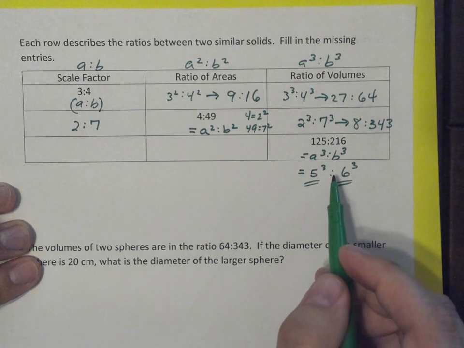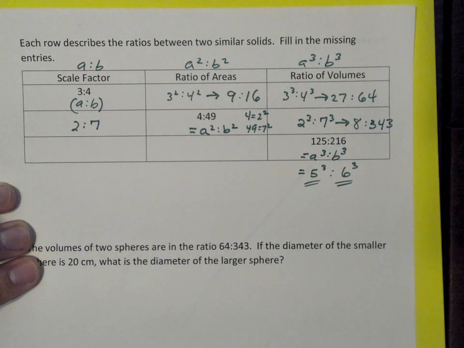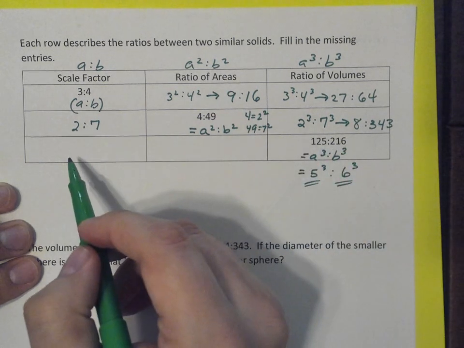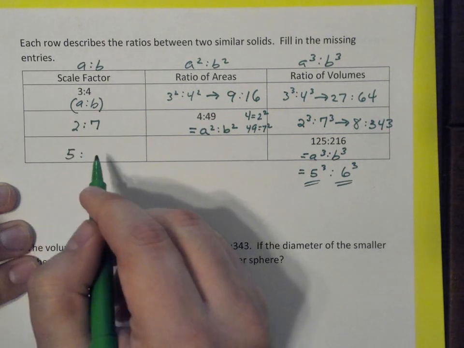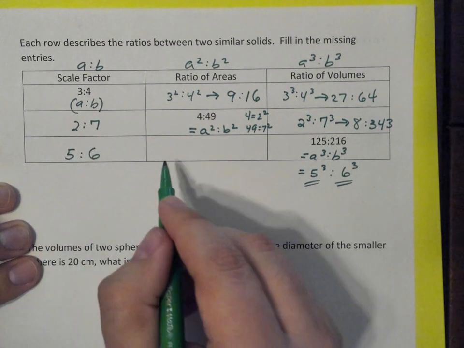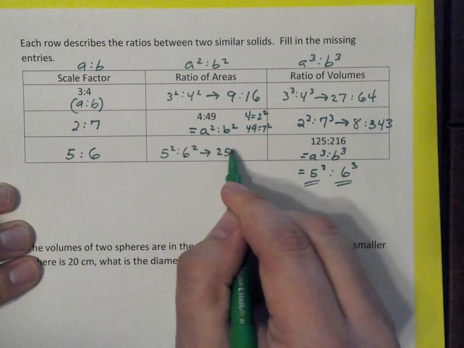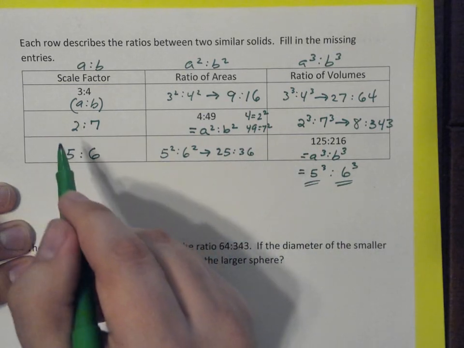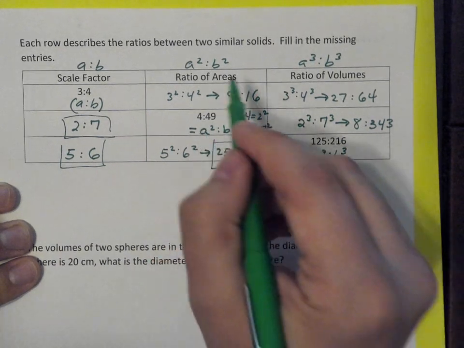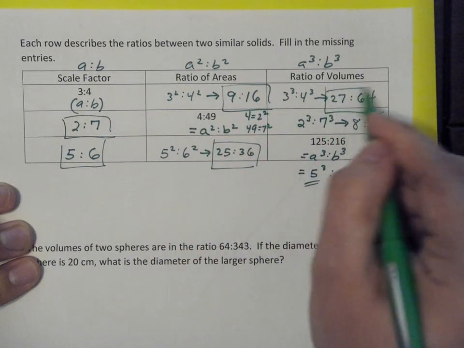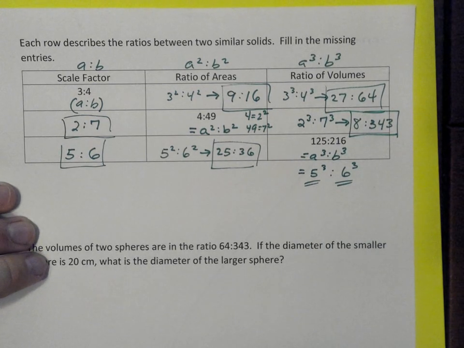So once I have that information, I'm always going to go right back to the scale factor. The idea is to use the scale factor to find the others. If I give you the volume, I'll go volume to scale factor and then go back to find the area. All right. The scale factor is 5 to 6. The ratio of the corresponding areas will be 5 squared to 6 squared, or 25 to 36. So you can see all the answers I have filled in here. Right? And now I have this filled out.